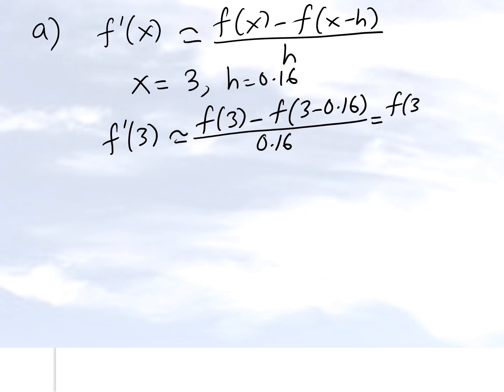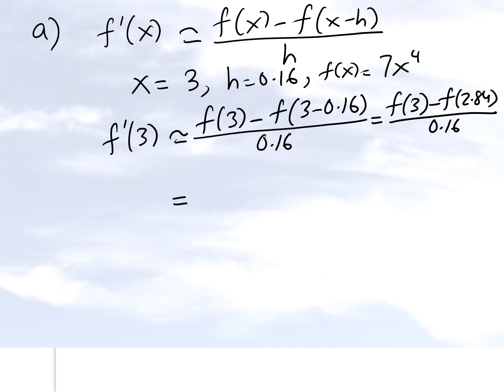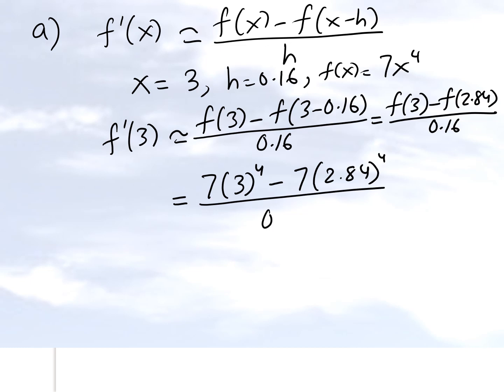That turns out to be equal to the value of the function at 3 minus the value of the function at 2.84, divided by 0.16. Since our function is given as 7x to the power 4, let's see what we get from there. It will be 7 times 3 to the power 4 minus 7 times 2.84 raised to the power 4, divided by 0.16. And this number, when you calculate it, turns out to be 697.6417. So that's part A. Let's see what we do for part B.